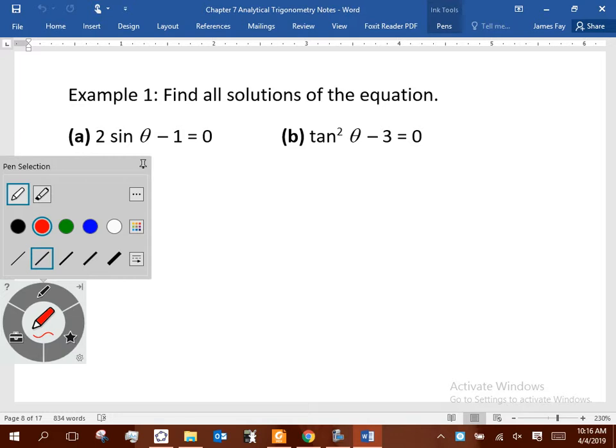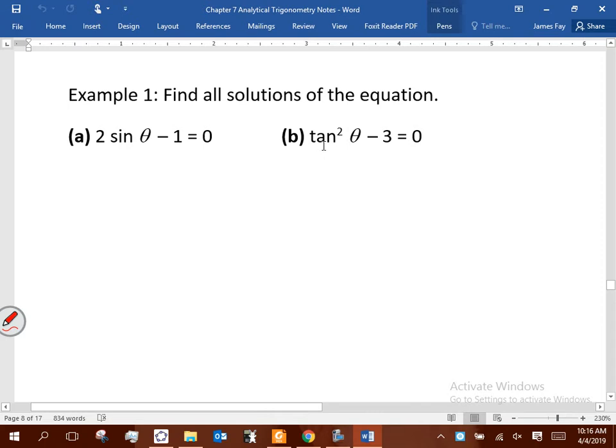It's everything from chapter 6 and parts of chapter 5, parts of chapter 7, using the unit circle and all those relationships between the angles on the unit circle. So we solved this yesterday. We got tangent theta being plus or minus root 3, right?